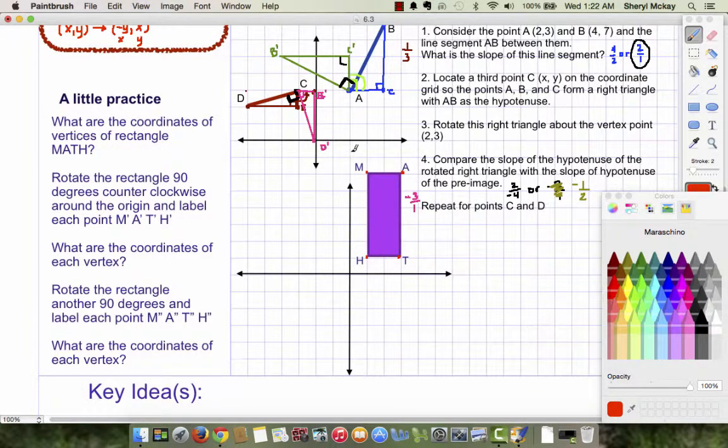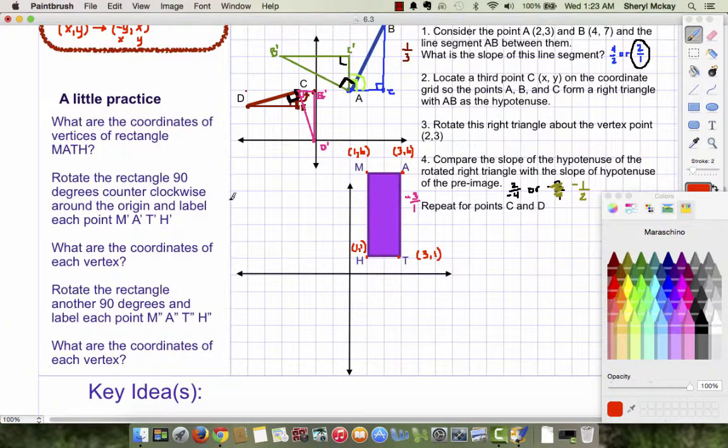So you should have said that M was (1, 2), (3, 4), (5, 6), and A was (1, 2), (3, 6). T was (1, 2), (3, 1), and H was (1, 1).